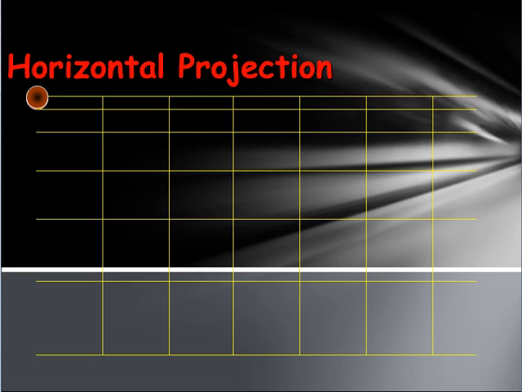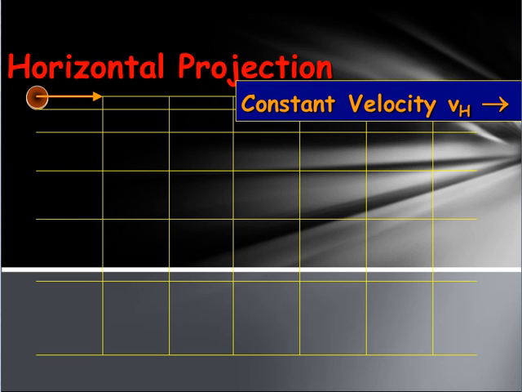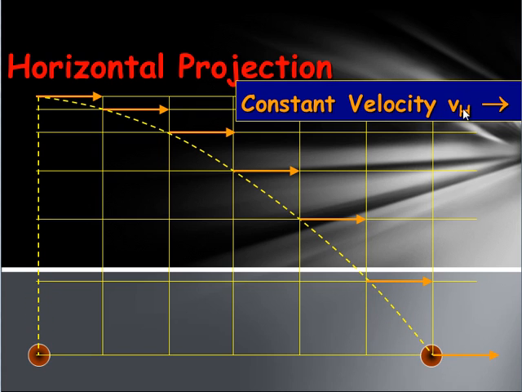What happens to the horizontal velocity? Well, that's going to remain constant because we don't have any acceleration. So even though we're getting larger and larger steps each second as it falls in the vertical direction, the horizontal steps are always the same length. That's because there's no change in velocity. So the initial velocity and the final velocity in the horizontal direction remain the same.